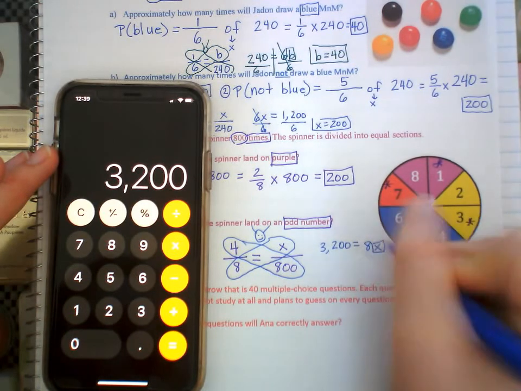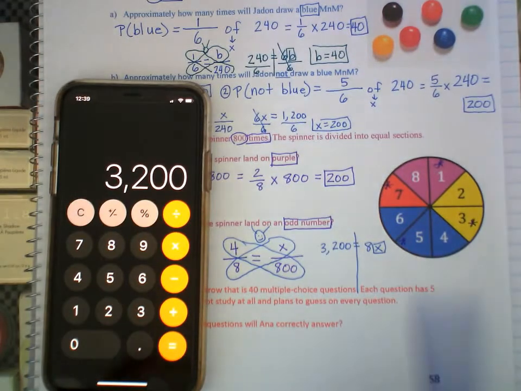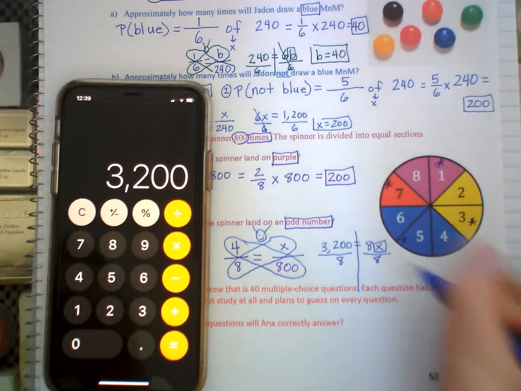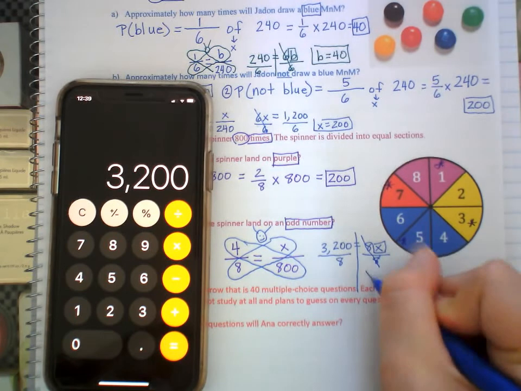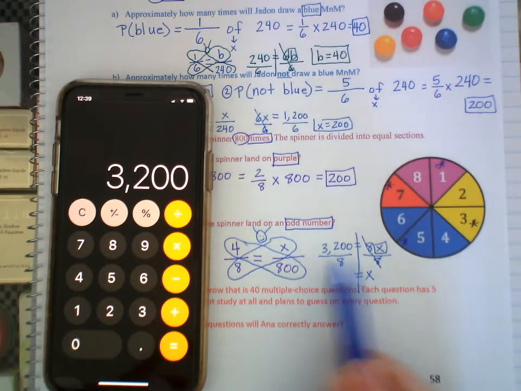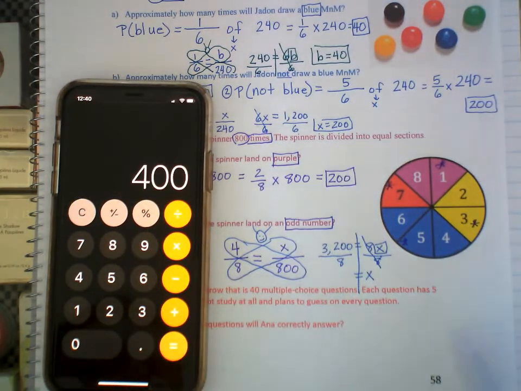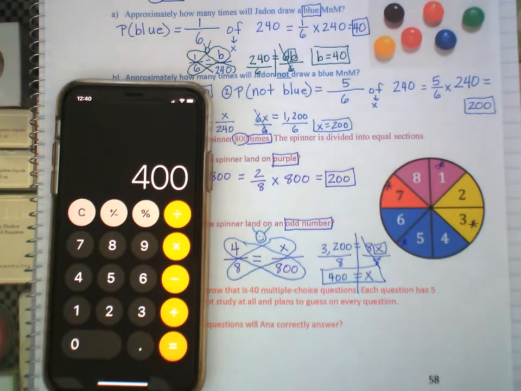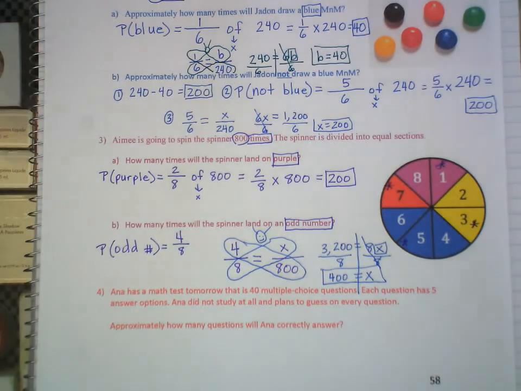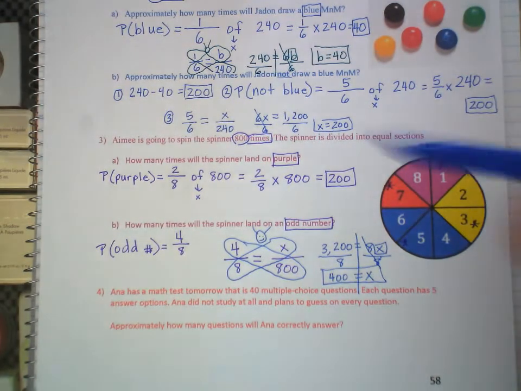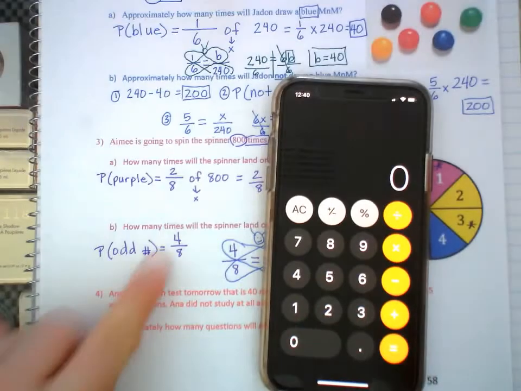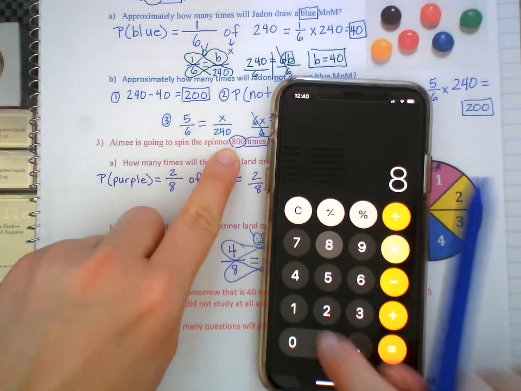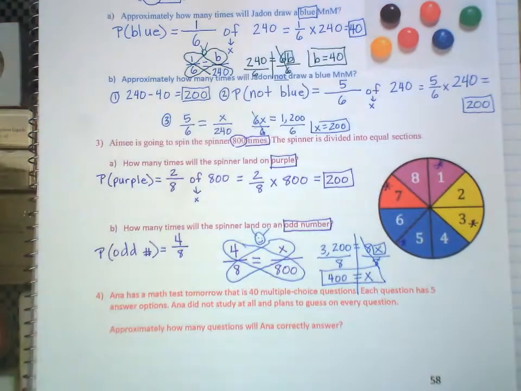Step 1, box up the variable. Step 2, draw the line. Divide both sides by 8. 8 divided by 8 is 1. That leaves us with 1x. Equal sign. 3,200 divided by 8 is 400. So approximately half of the times, approximately 400 times, Amy's going to land on an odd number. Now, if you did it the other way, and you just did 4 divided by 8 times the 800 times, you would also get 400.